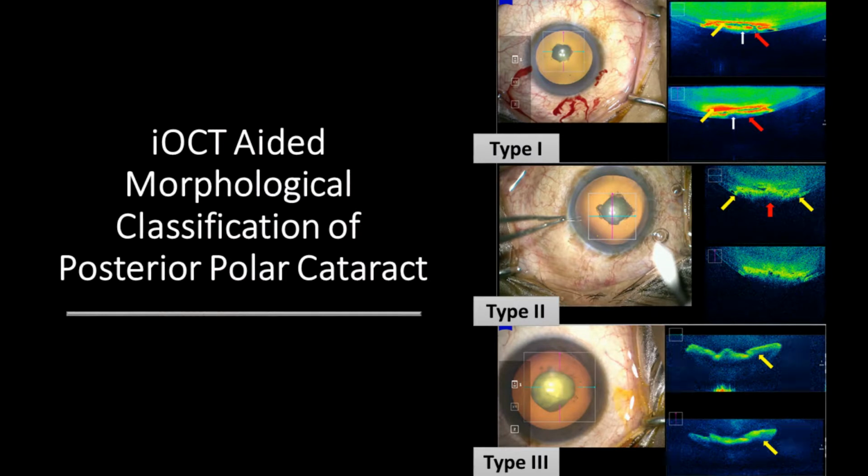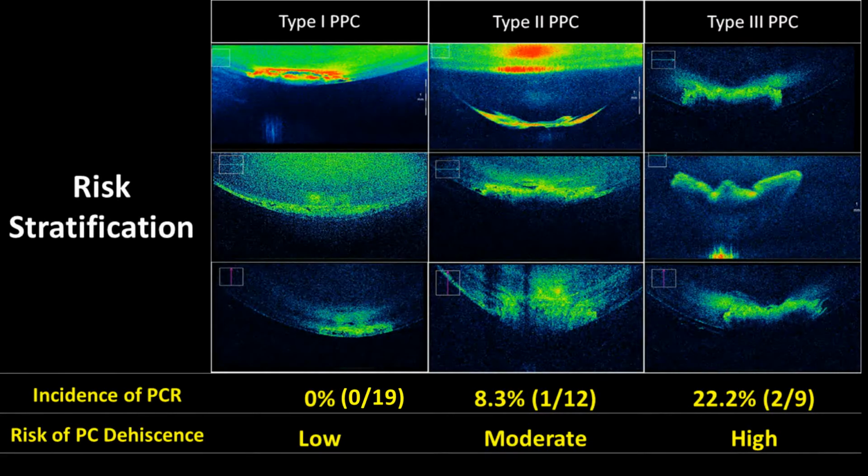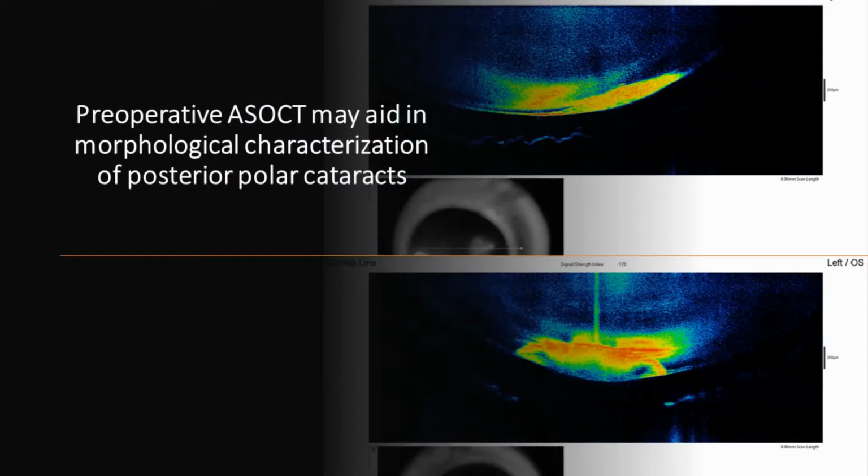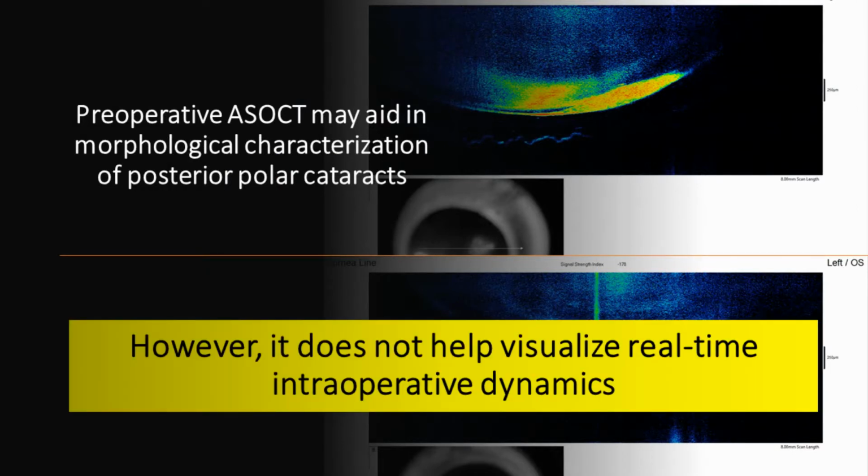IOCT helps in a risk stratification of posterior polar cataracts based on the morphological features. All cases of posterior capsular dehiscence during IOCT guided surgery were observed in type 2 and type 3 posterior polar cataracts with dense opacity and inability to completely delineate the posterior capsular status. Preoperatively, anterior segment OCT may be used for morphological characterization of posterior polar cataracts. However, to understand and visualize the intraoperative dynamics in posterior polar cataract surgery, IOCT is needed.